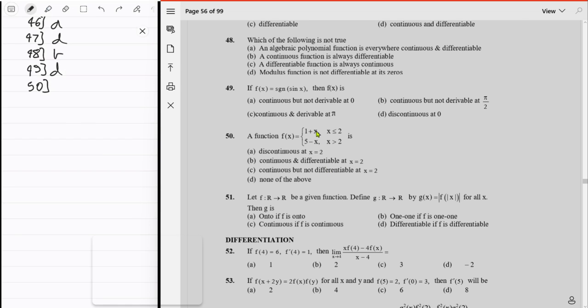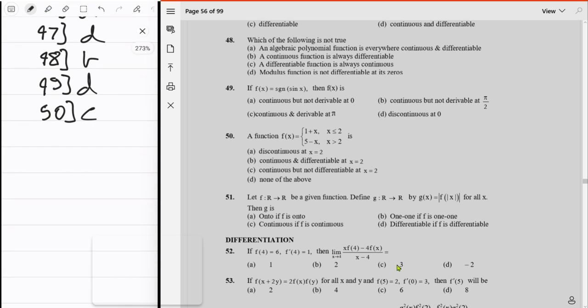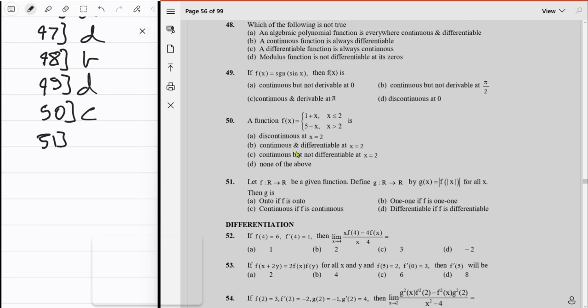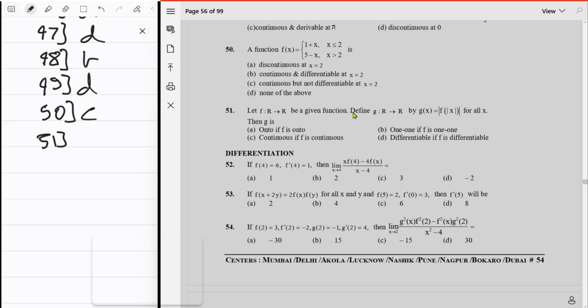But it's not differentiable because it's slope 1, slope -1, right? I don't even need to draw it out for that. So this is continuous but not differentiable. C. Next question, 51. Let f be a real to real function given by, okay, what?